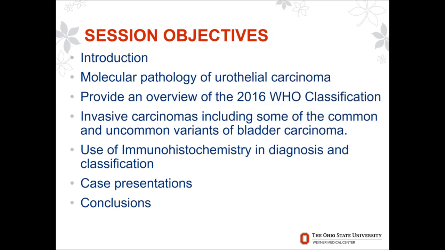I'm going to talk to you about the current understanding of the molecular pathology of urothelial carcinomas. We will talk about the 2016 WHO classification. I'm going to give you some examples of some of the more common variants and some uncommon variants of bladder carcinoma. And how do we use IHC in diagnosis and classification? If your IHC lab is closed for the day and they can only do 2 immunostains, which 2 immunostains will you use judiciously to make an impactful diagnosis?